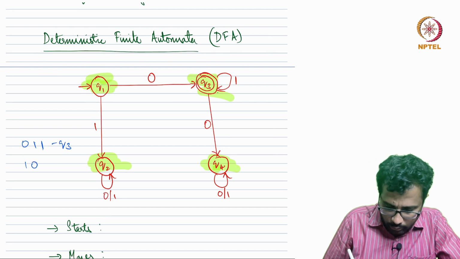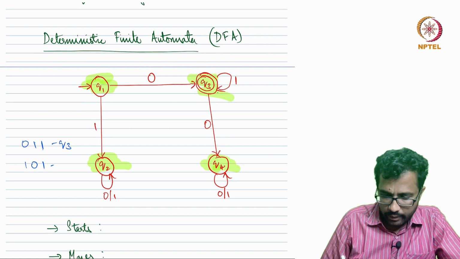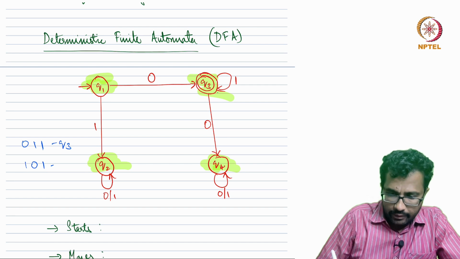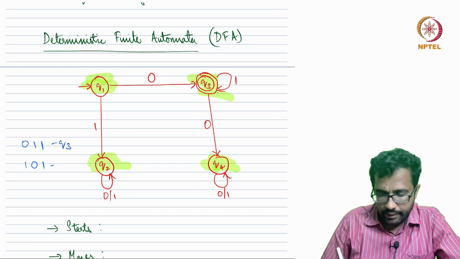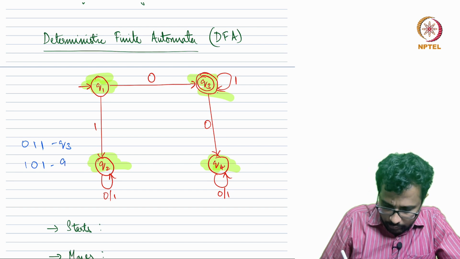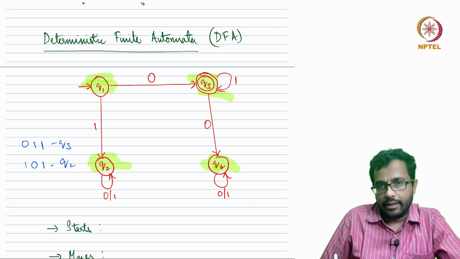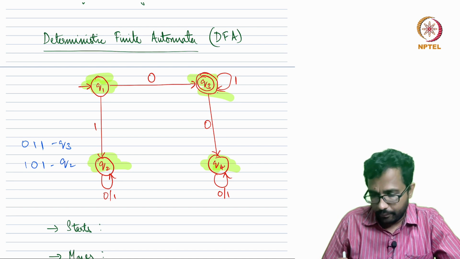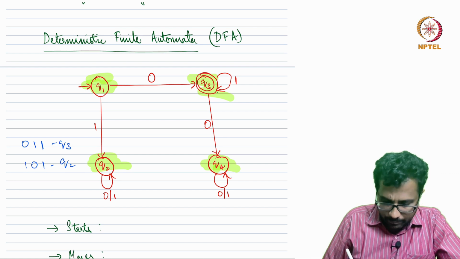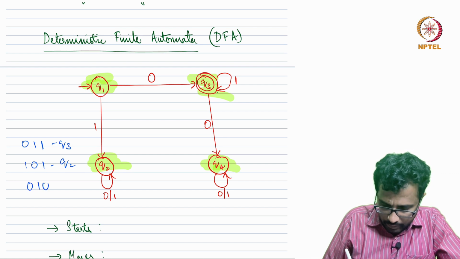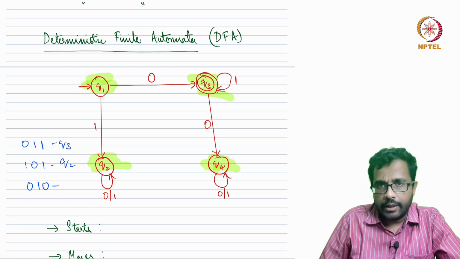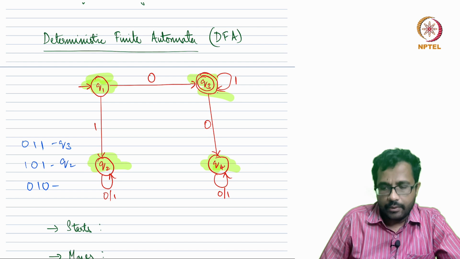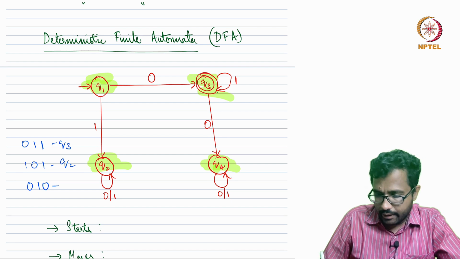Now let's see 1 0 1. It starts at Q1. When it reads a 1, it moves to Q2, right? And when it reads a 0, it remains at Q2, and then it reads a 1, it remains at Q2 again. So in fact, once you reach Q2, you're stuck at Q2. You're not going to move out of Q2, right? Maybe another example, 0 1 0. The first 0 takes you to Q3, 1 keeps you at Q3, and then 0 again takes you to Q4.